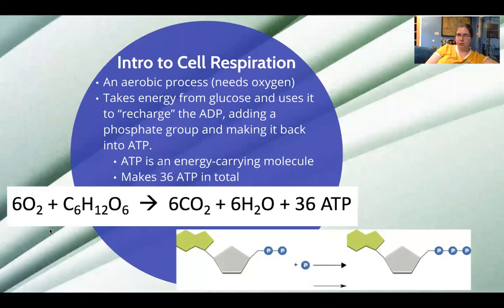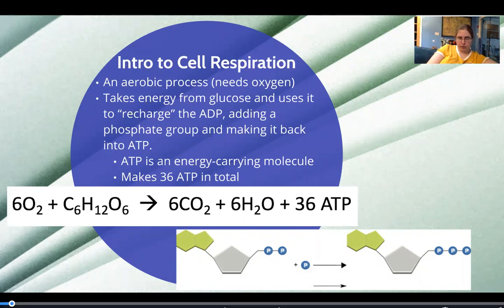So first, an intro to cell respiration. Cell respiration is an aerobic process. This means that it needs oxygen in order for it to occur. So what happens is when you eat food, you get glucose, and the glucose is then sent to your cells where it is used to create energy. The glucose is broken apart, releasing energy, and our cells use that energy to recharge the ADP, adenosine diphosphate. And that's what you see at the bottom here.